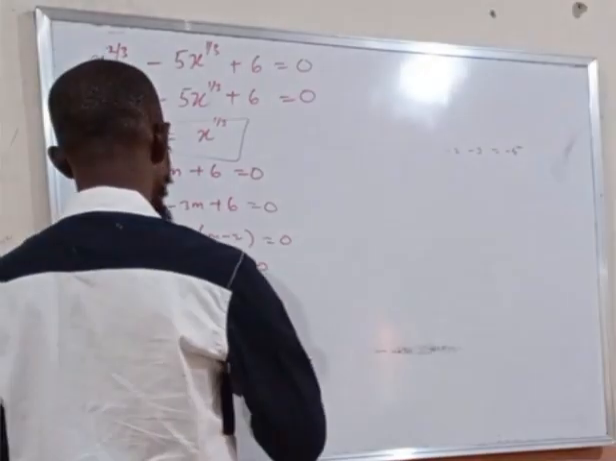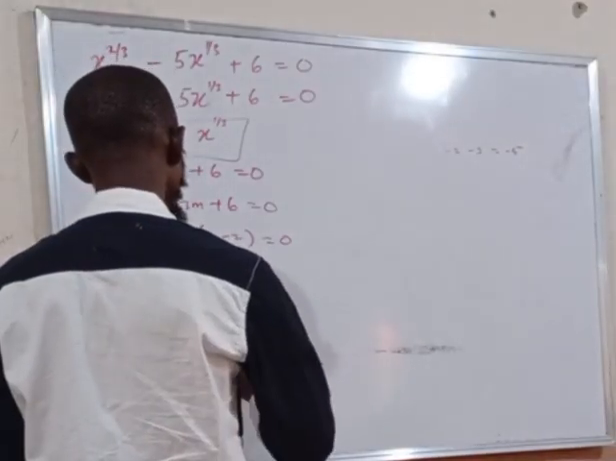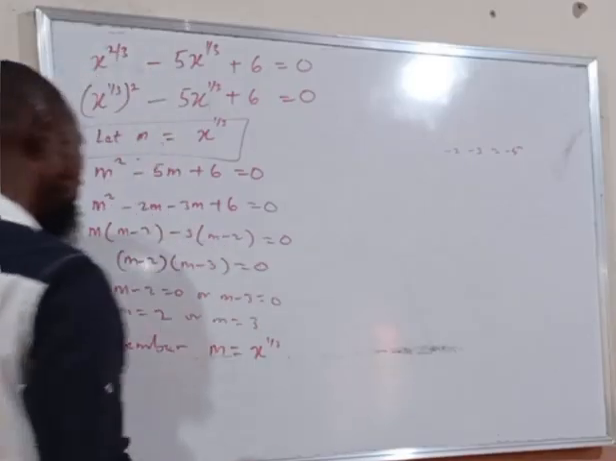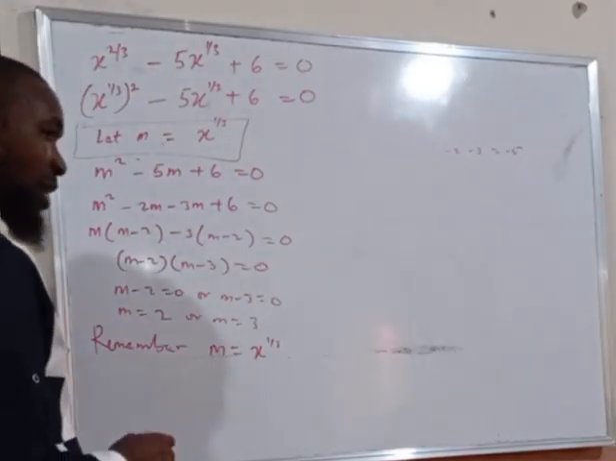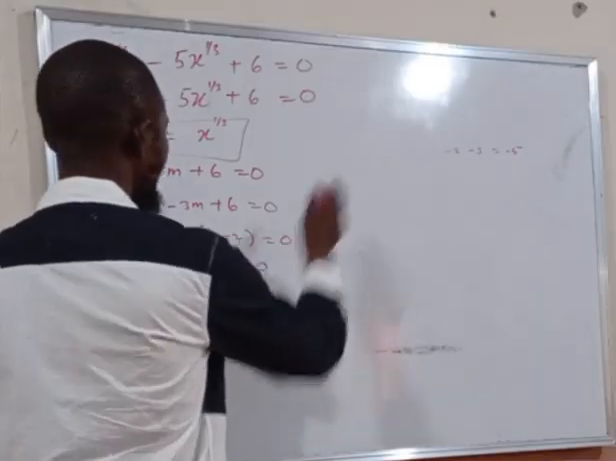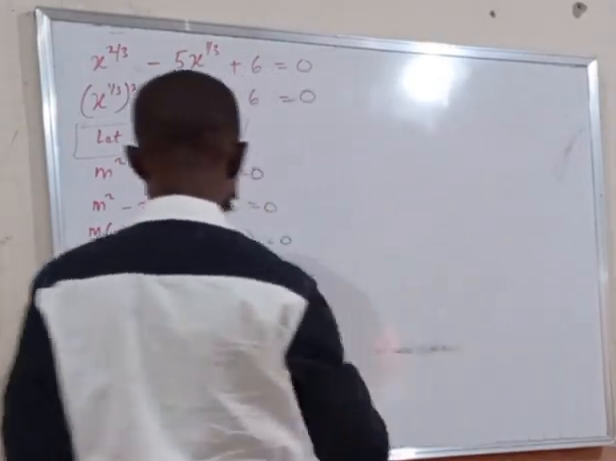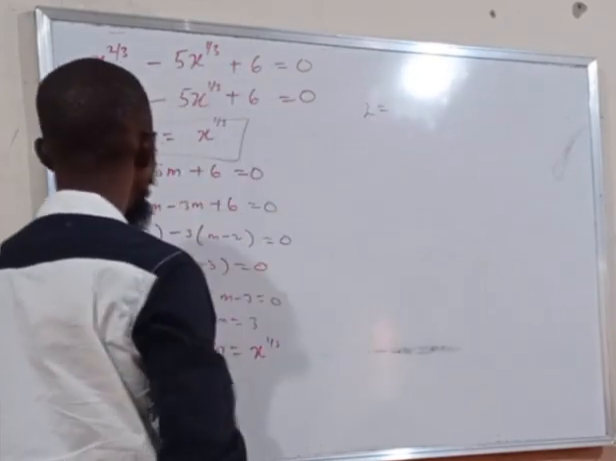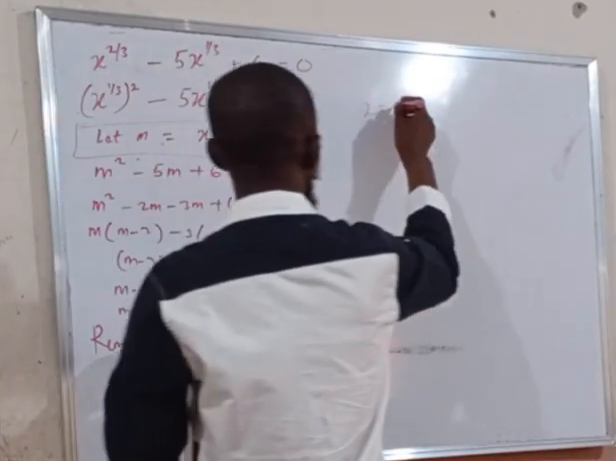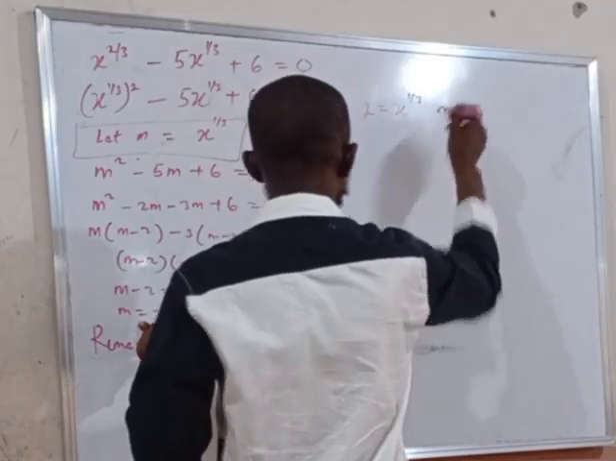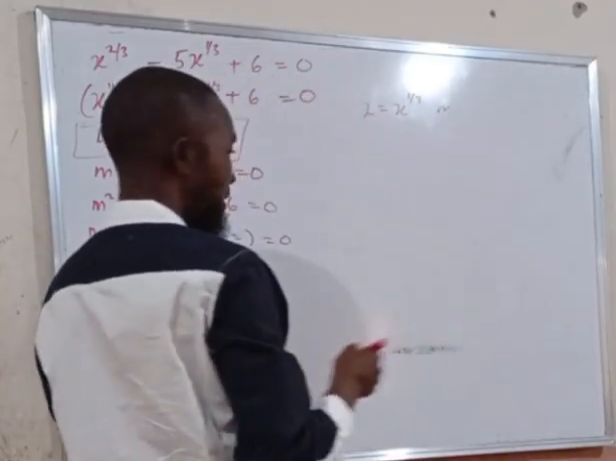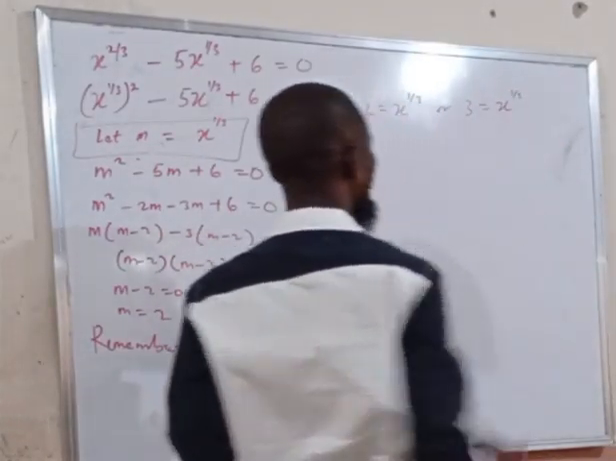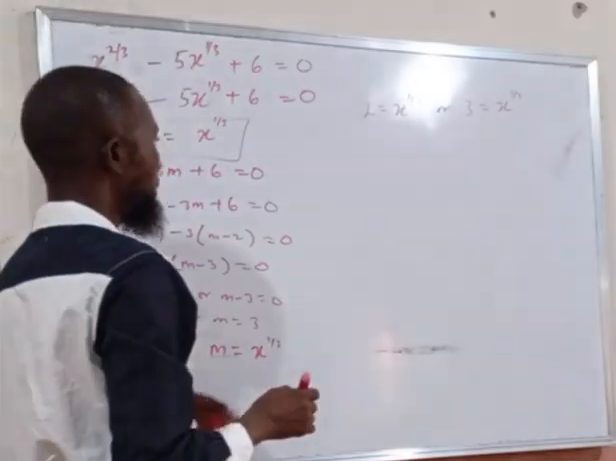You now say that, remember, M, let me write it very well. M is equal to X raised to the power 1 over 3, Abi? So that now means I can say that 2 is equal to X raised to the power 1 over 3, or the other value we get is 3, Abi, or 3 is equal to X raised to the power 1 over 3, right?